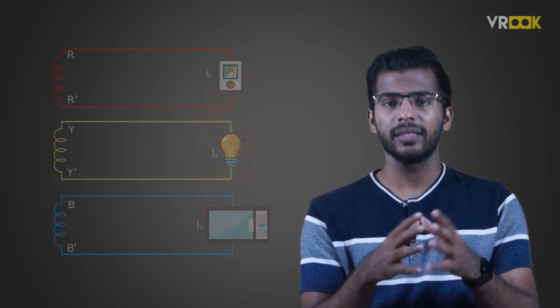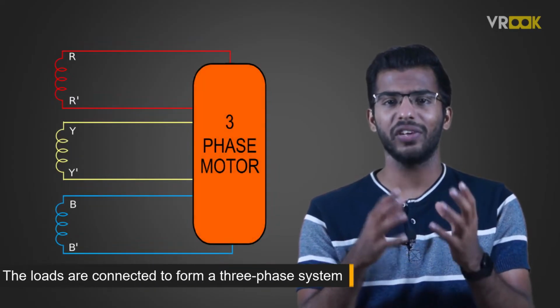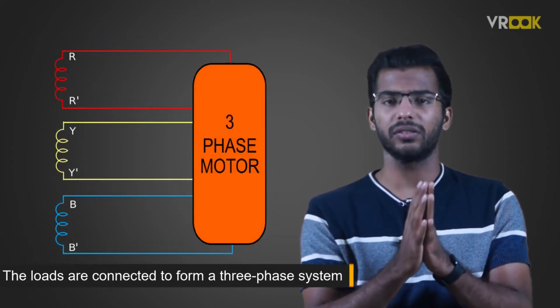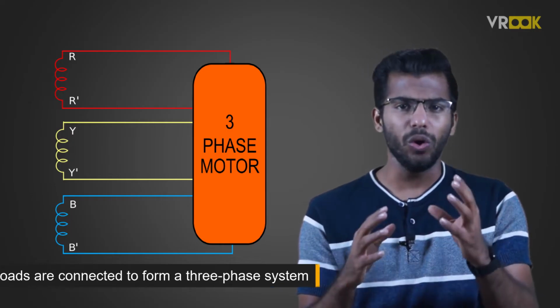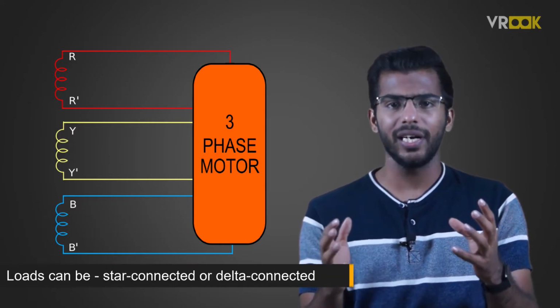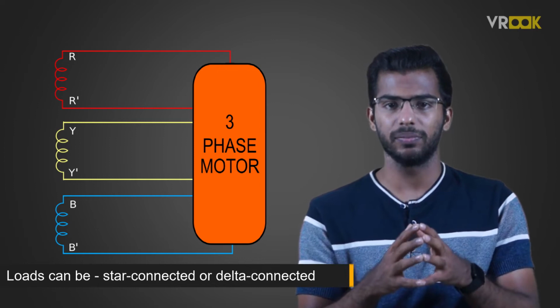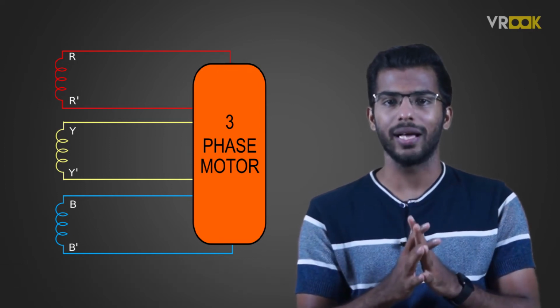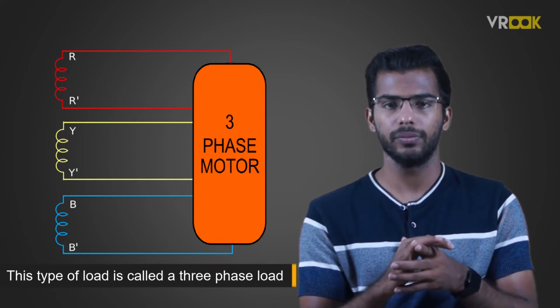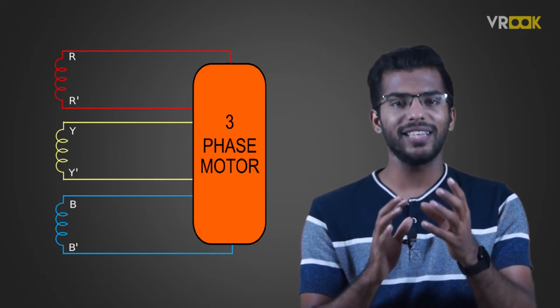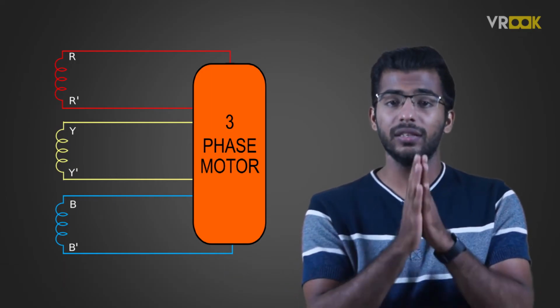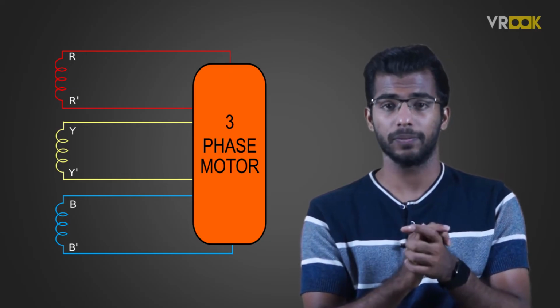In the second case, the loads are connected to form a three-phase system. All the three phases are used together. The loads can either be star connected or delta connected in the three-phase system. This type of load is called a three-phase load. The best example of a three-phase load is the three-phase induction motors.